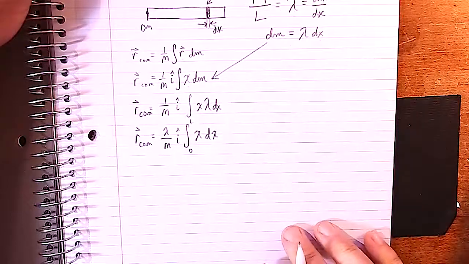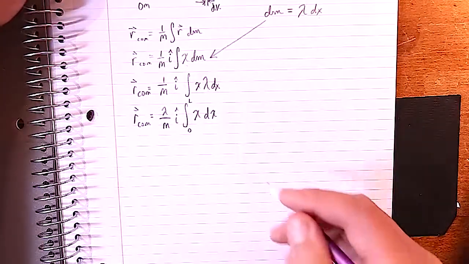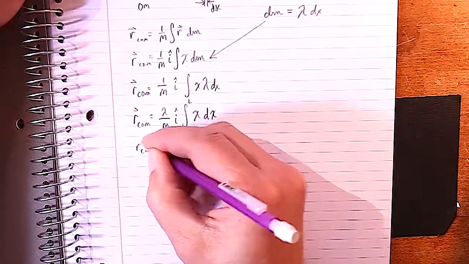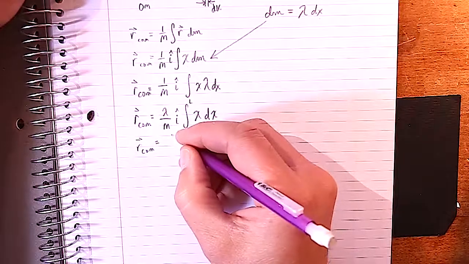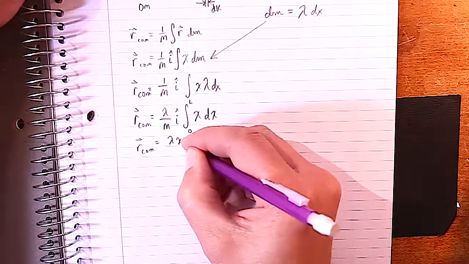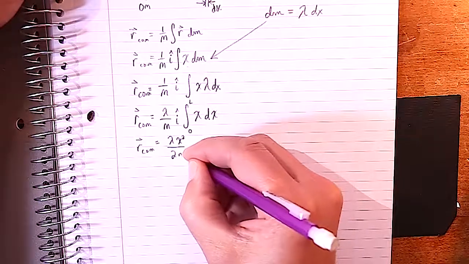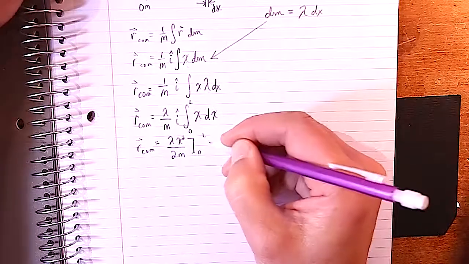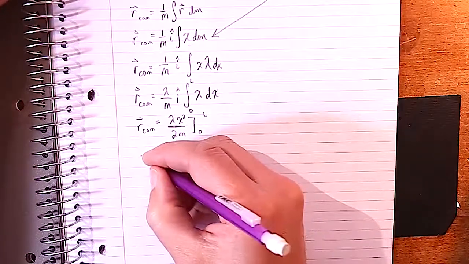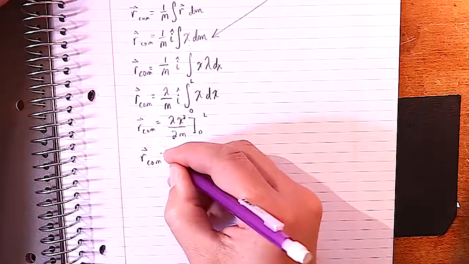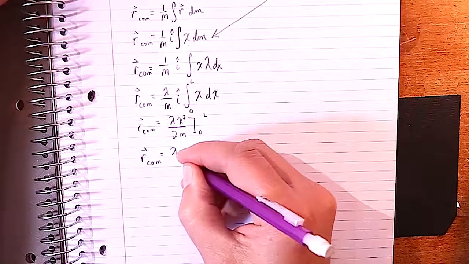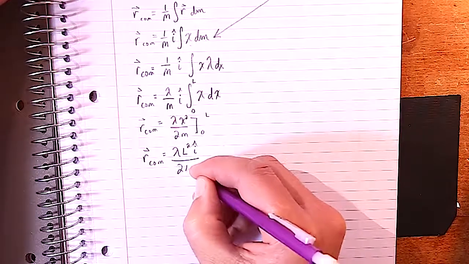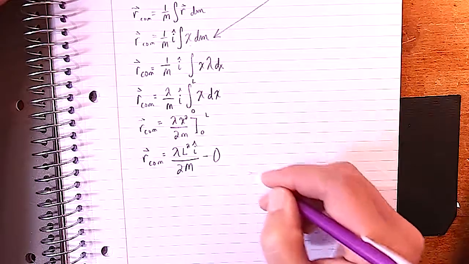So all we have to do is our integral, which is pretty easy. That's just x squared over 2. So we have r com is equal to lambda x squared over 2M, that's big M, and that's from 0 to L. So when we sub in L, that becomes r com equals lambda L squared I hat over 2M minus 0.